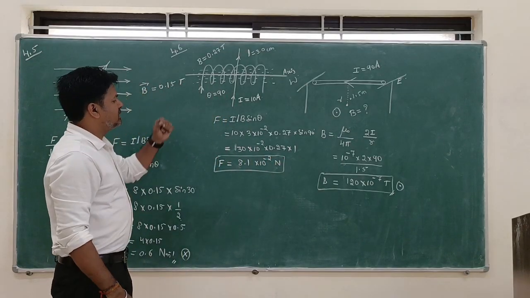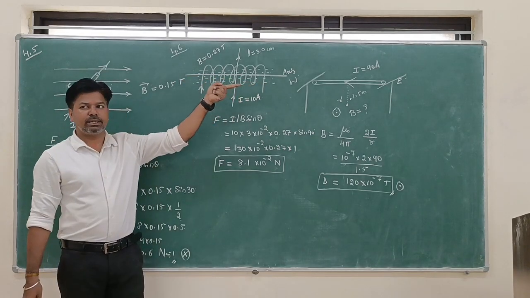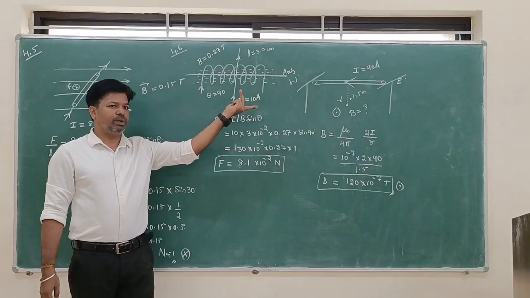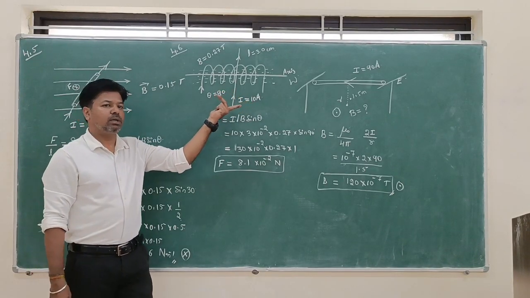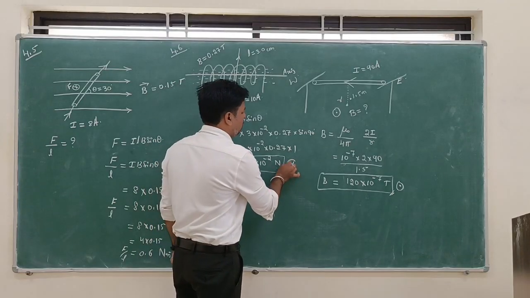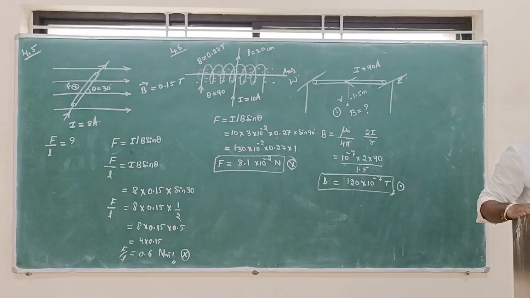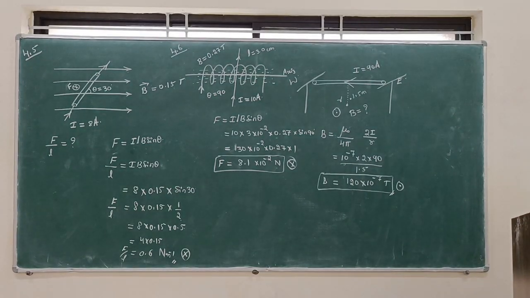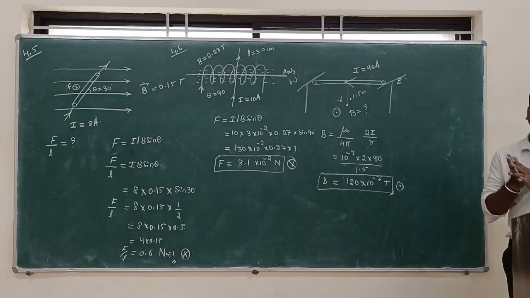So in this case, the direction of this force is: magnetic field is in this direction, the current is flowing upward, therefore this current carrying conductor experiences a force inward. Then do 4.6.